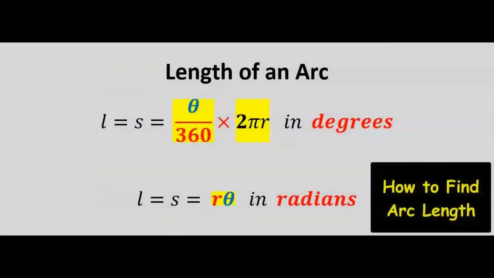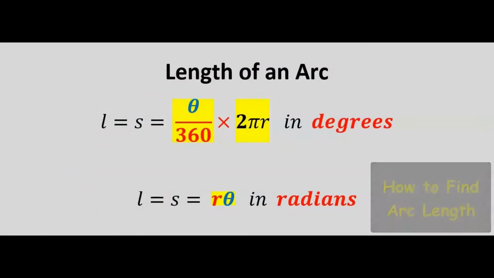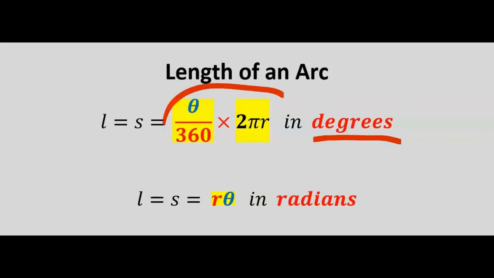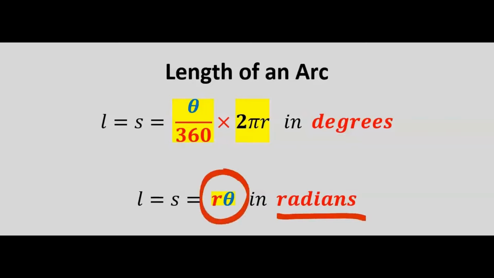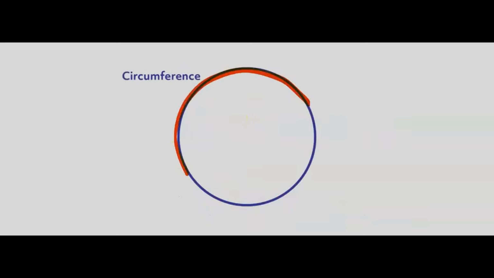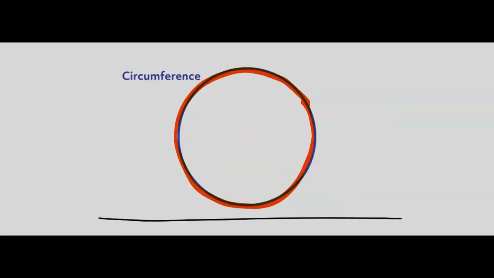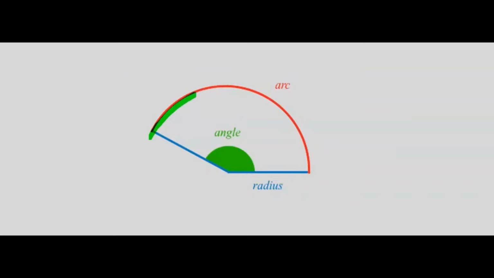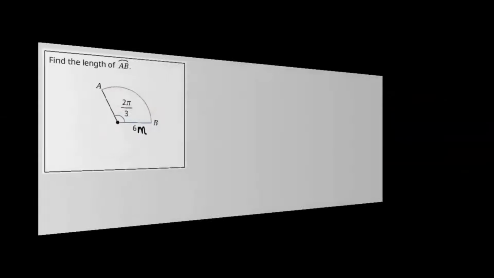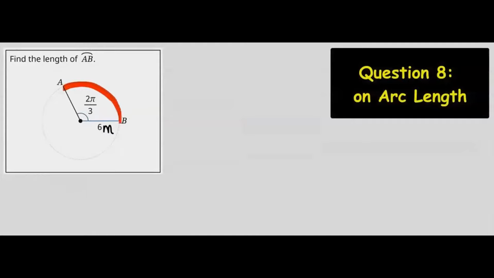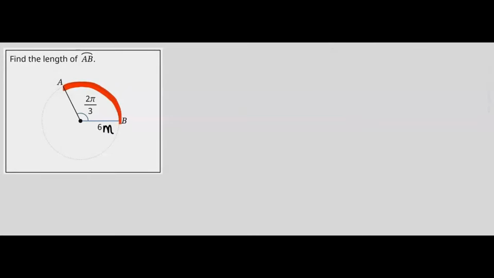Let's consider how to calculate the length of an arc. If the central angle is in degrees, then we're going to use this formula. But if the central angle is in radians, then we're going to use this formula. The circumference of a circle is the total length if we unroll it. Any length short of the circumference is known as an arc. Let's find the length of this arc.